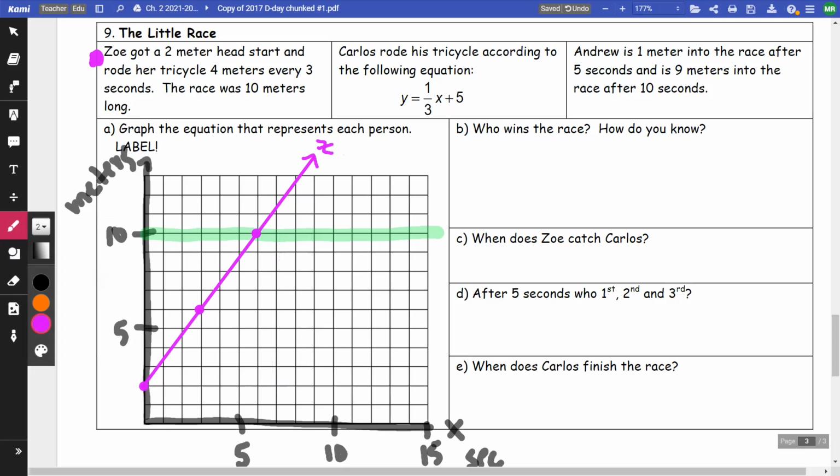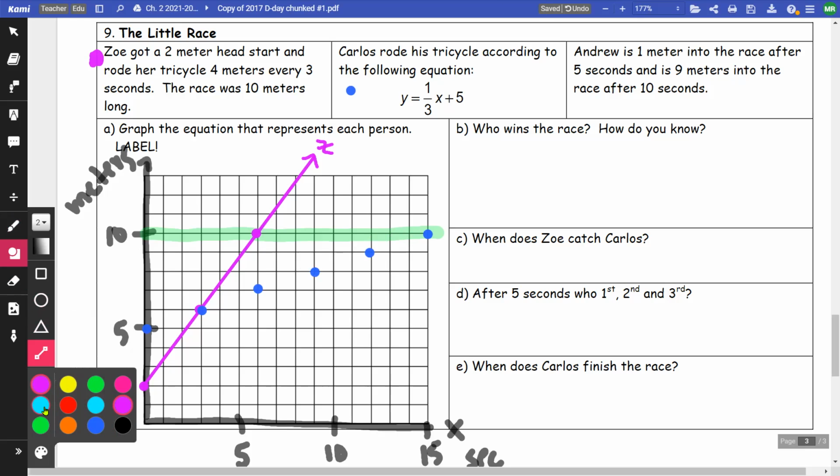And for Carlos, I will do him in blue. And so for him, he's going to start at 5 because this equation is y equals 1/3 x plus 5. So he's going to start at 5. And then his speed is really going to be 1 meter every 3 seconds. So they met right here. 1 meter every 3 seconds. And I'm going to draw my line. Hold on. My mouse wasn't working here. Let me try it one more time. Draw my line. Okay, and I'm going to put C for Carlos.